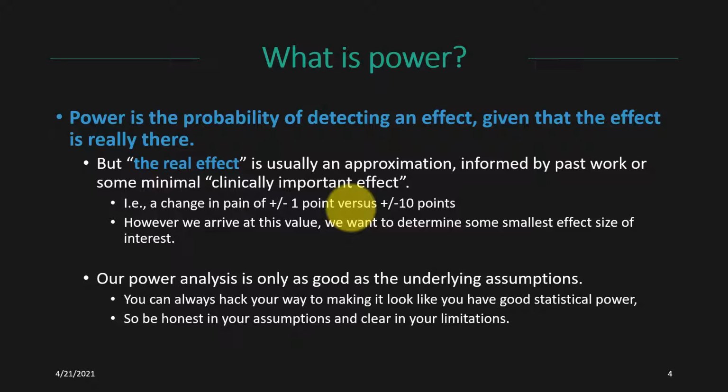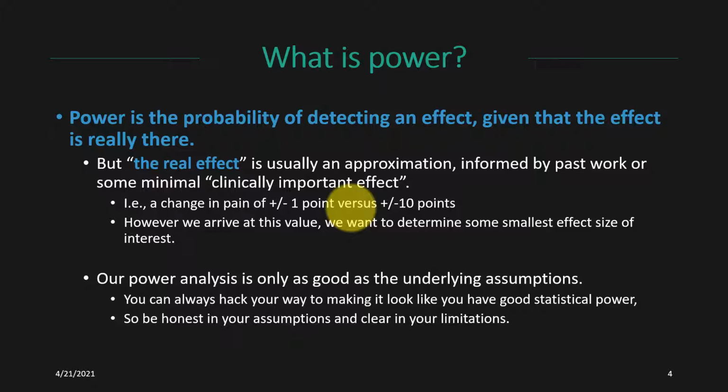And I think one very obvious thing that you'll see as we go through this is that you can always hack your way to making it look like you have good statistical power. If you make very liberal judgments about what effect size you're trying to detect, or you say, well, what if I assume that the correlation between time points is really high? You can poke your way to a statistical power analysis that looks pretty good and tells you that you can get away with having fewer people in your study than you might really need.